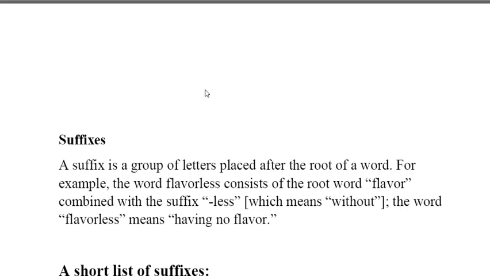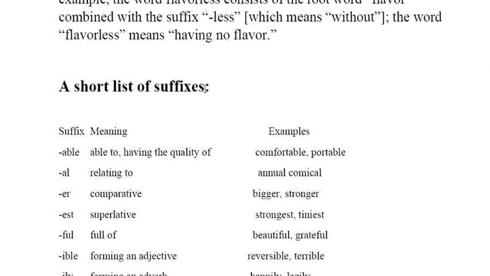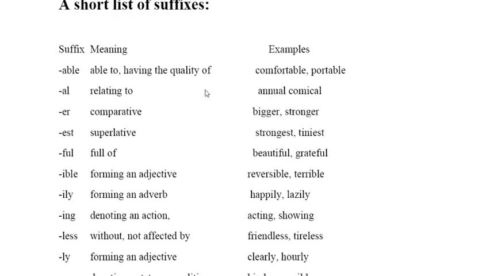Well, now we'll see suffix. We'll discuss suffix. As I discussed earlier, a suffix means a group of letters that are placed after the root of a word and change its meaning. So what are the common suffixes? Here we see a list of suffixes, like able. This means able to, having the quality of, like comfortable, portable.